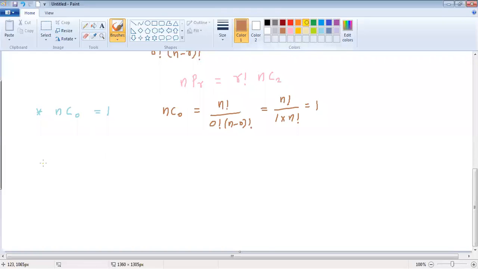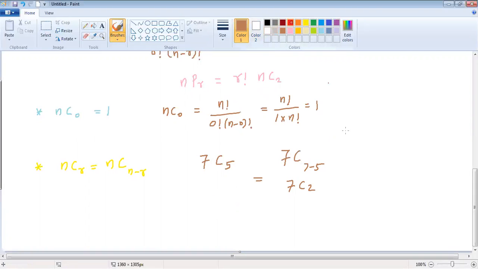Then another point is NCR and NCR के जगह n minus r, both are same. That means जैसे 7C5 and 7C5 के जगह r के n minus r, so 7 minus 5, that is 7C2. So these are equal. 7C5 and 7C2 are equal.